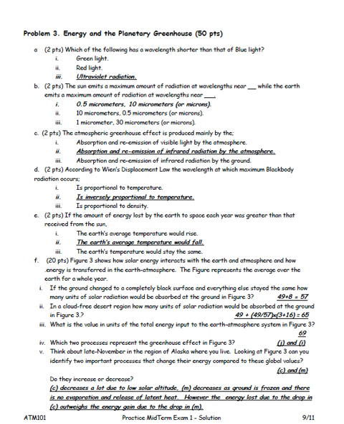Part 5. Think about late November in the region of Alaska where you live. Looking at Figure 3, can you identify two important processes that change their energy compared to these global values? In late November in Alaska, the sun is low on the horizon, and so the incident radiation from the sun is very weak because at a low solar angle, the sunlight is spread out broadly on the ground, and therefore the intensity of the heating is much reduced. So the first thing that happens is that C is much reduced. The second thing is that most of Alaska we can think of as frozen. And so we don't have evaporation of water and latent heat release.